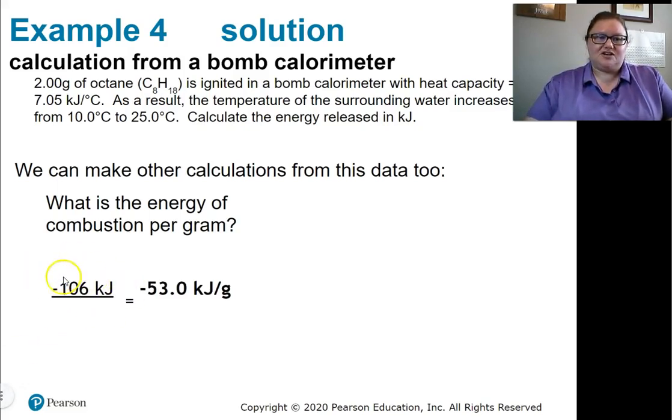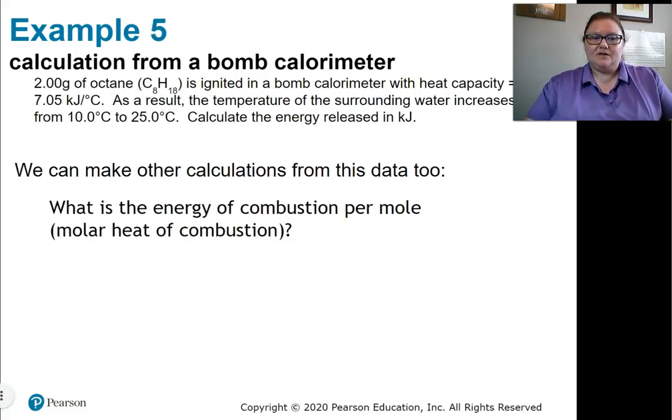So we're saying for the reaction itself, we've calculated it's minus 106 kilojoules. That's for 2 grams, right? That's what we originally had in there. So we're going to divide it by 2 to figure out how much it is per 1 gram. That's what this question's asking, per gram. So just a simple division, we get that answer.